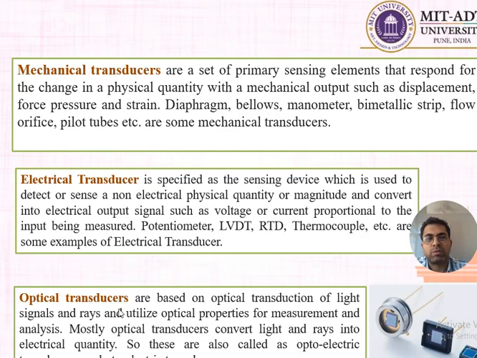And the last type of transducer is the optical transducer, which is based on the optical transduction of light signals and rays and utilizes the optical properties for measurement and analysis. And you can see these are the examples of the optical transducer. Mostly optical transducers convert light and rays into electrical quantity. So these are all the types of classification of transducers, with the definition and examples of all types of transducers.